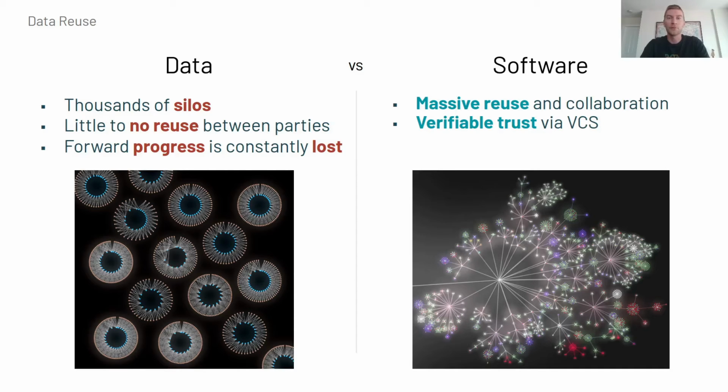This means that forward progress is constantly being lost. As we improve upon data, we cannot share these improvements without running into trust issues. In software, meanwhile, reuse and collaboration are flourishing, and all of this is thanks to verifiable trust enabled by version control systems, giving us the ability to tell exactly where every single contribution came from, associated to the person, and make sure that it's not malicious.